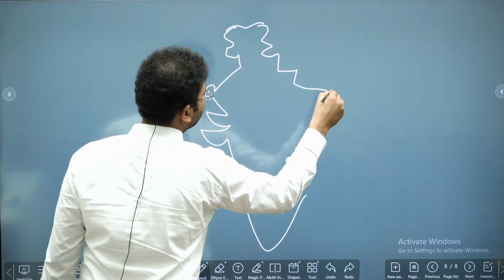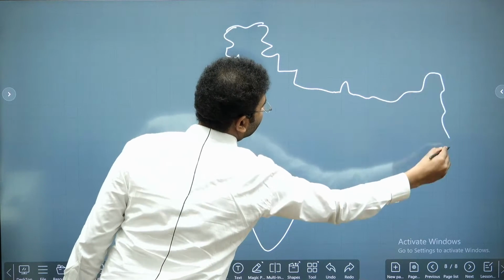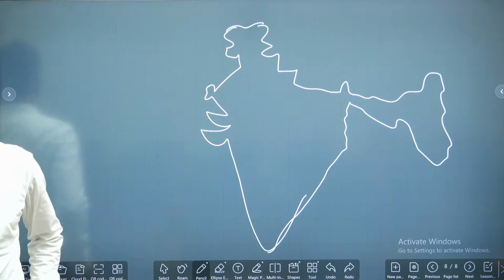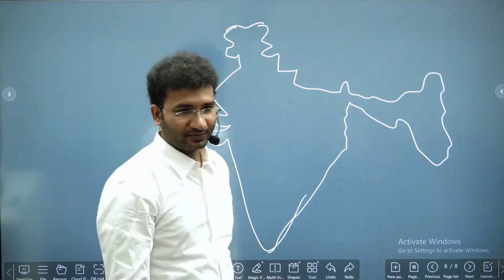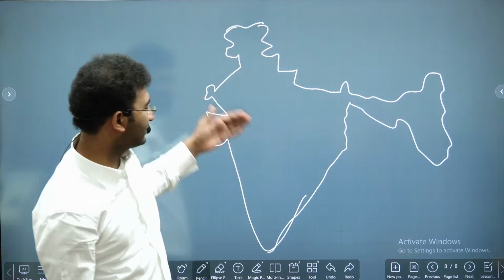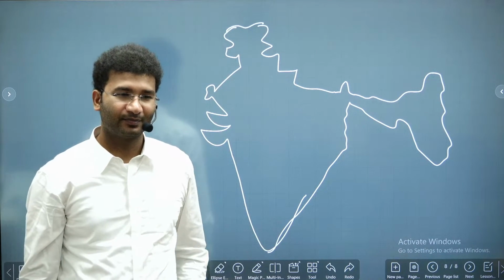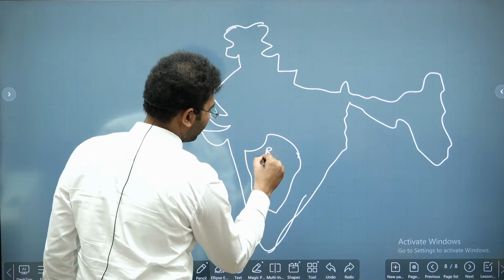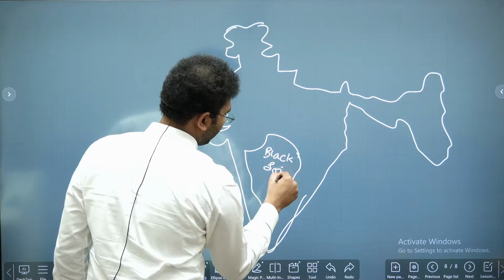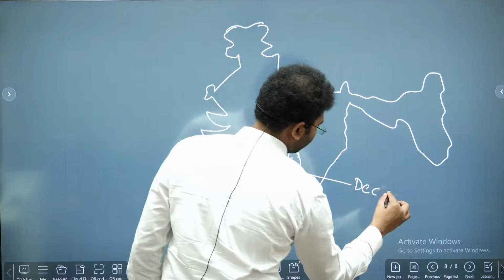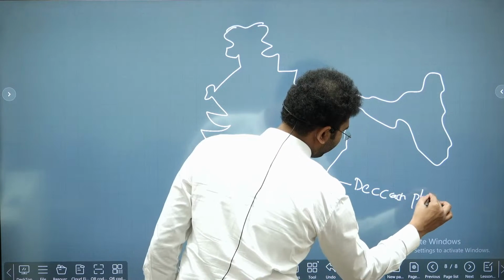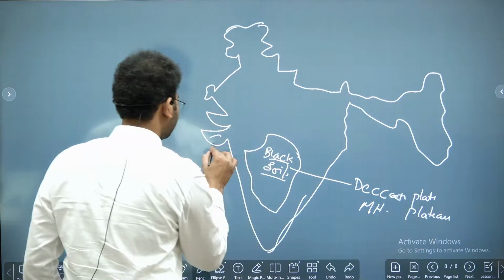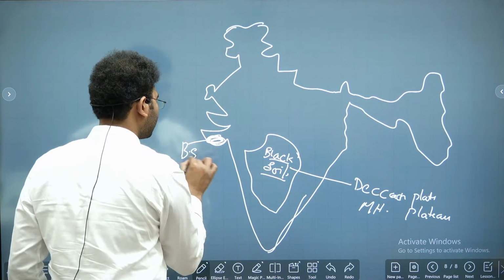Right? Can anyone? Which part of India will be having black soil more? Is it Himalayas, eastern part, western part, southern part, Deccan Plateau? Okay. This part of India will be having black soil, and it is also called as Deccan Plateau or Maharashtra Plateau, and some parts of Gujarat also you have black soil.